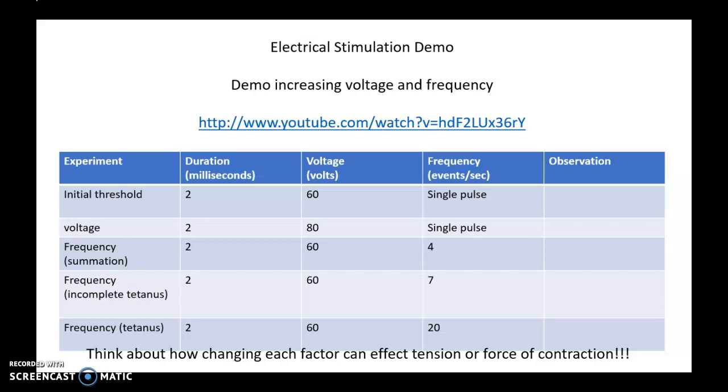So for this chart, I want students to go to the YouTube link, which is right here. So go through the video and fill out the observation here. Okay. One thing I would like to point out, look at the frequency. For summation, obviously, the frequency is increasing. And for tetanus, incomplete and complete tetanus, the frequency is way more. So keep all these things in mind. Look up the YouTube video and write down the observations here.